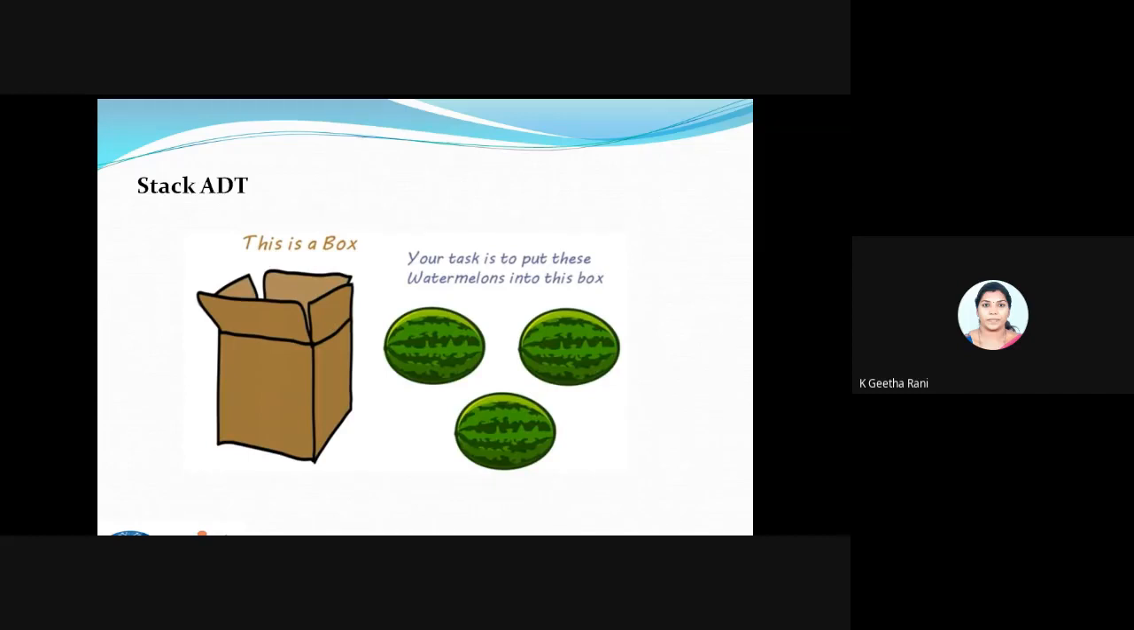I have a diagrammatic representation to make you understand what a stack actually is. Here I'm having three watermelons and a box. My main task is to put the watermelons inside this box. Before putting them in, I'll give a number like 1, 2, 3 to my watermelons. When I put them in, I'll be putting the watermelons one above the other, like this.